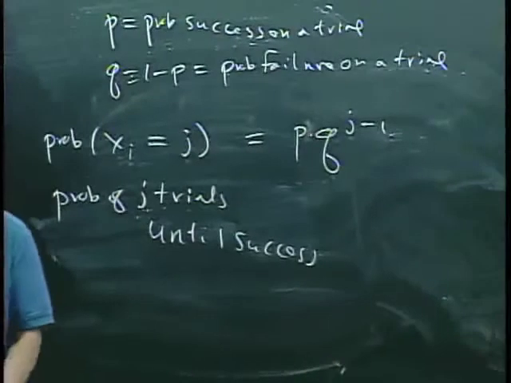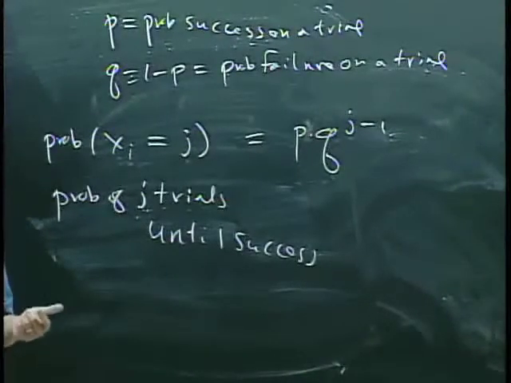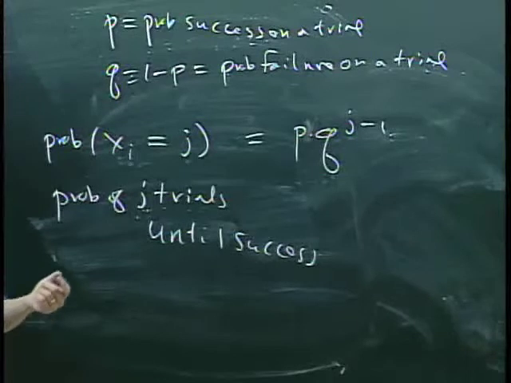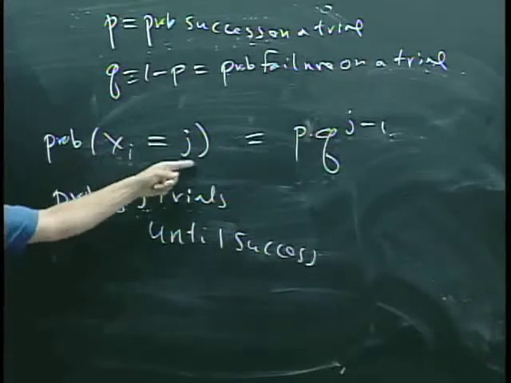All right, so we now know what that is. So now, here this was xi. This was the ith time I did an experiment. What about the i plus first time I do the experiment? What's the probability that xi plus 1 is equal to j?